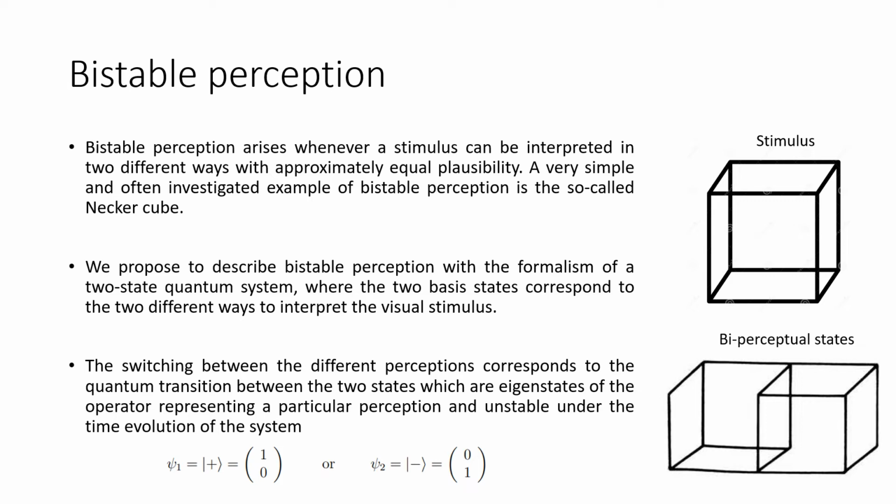The switching between these two different perceptual states corresponds to the quantum transition between the two states, which are eigenstates of the operator representing a particular perception and unstable under the time evolution of the system. Psi 1 is plus ket and psi 2 is minus ket. These correspond to the two eigenstates of one particular operator.